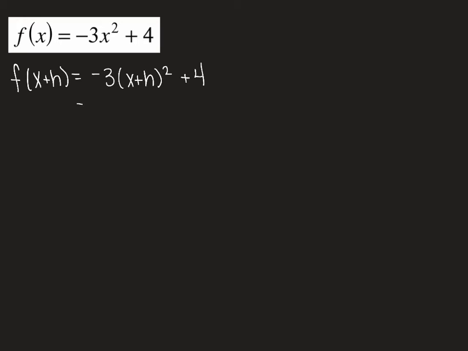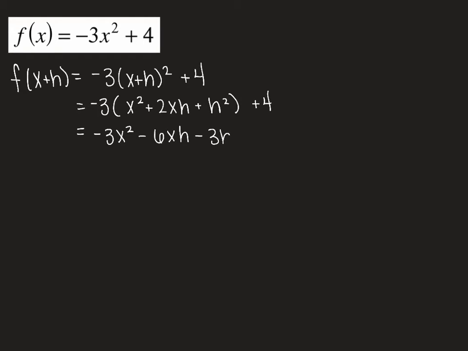Now I'm going to make sure I simplify this. This has to be FOILed. So this is negative 3 times, and when I FOIL x plus h squared, it becomes x squared plus 2xh plus h squared, plus 4. Then you can simplify even further. So we have negative 3x squared minus 6xh minus 3h squared plus 4. So we have our two pieces that we need: our f of x and f of x plus h.